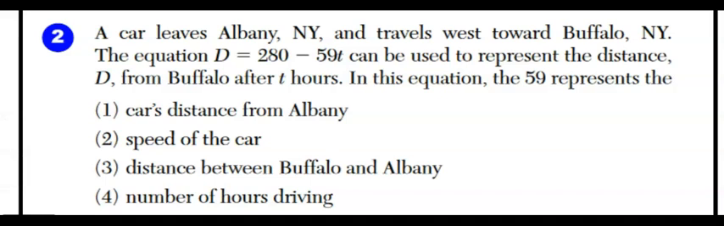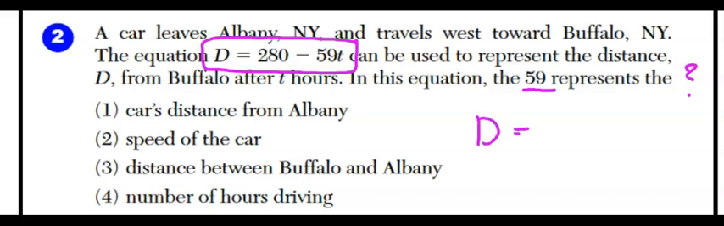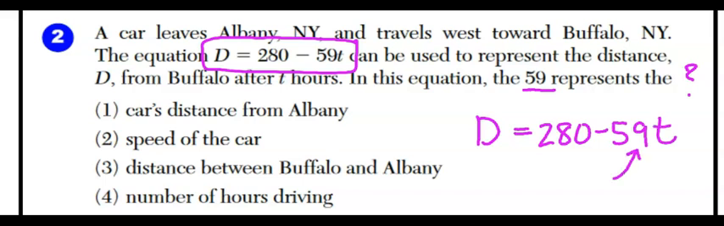A car leaves Albany, New York, and travels west towards Buffalo. The equation d equals 280 minus 59t can be used to represent the distance d from Buffalo after t hours. In this equation, the 59 represents the what? So we notice here that we have a linear equation. And when you have a linear equation, the coefficient of the variable is always the rate of change, right? How the car is changing its location. And you do that by driving the car a certain speed.